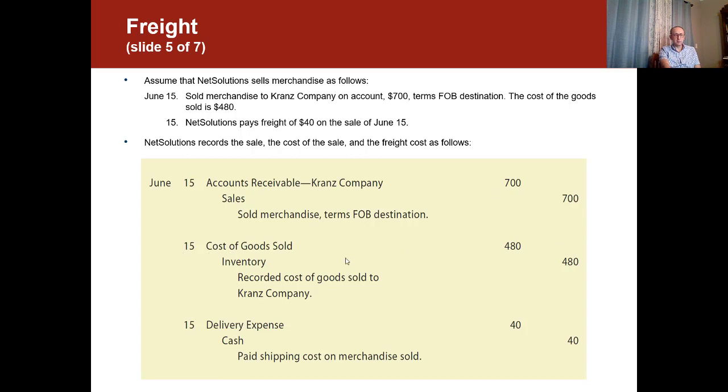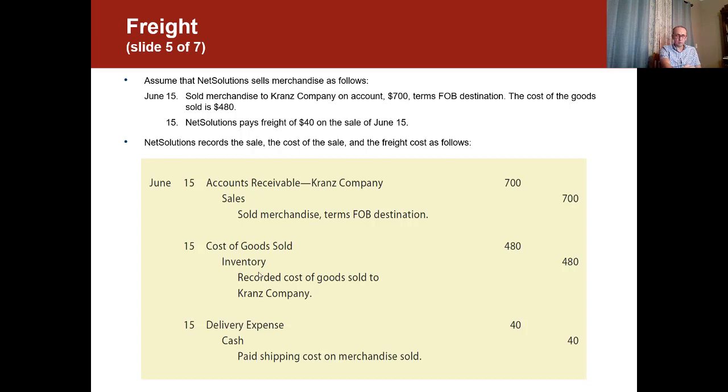Then the second journal entry is to record the cost of goods sold. So we have to debit cost of goods sold because this is an expense account. It would be debited. And then we reduce the inventory by the amount of its cost, which is $480. Remember, we bought items for $480. We sold it for $700. So this would imply that we made a profit of $220 in this deal.